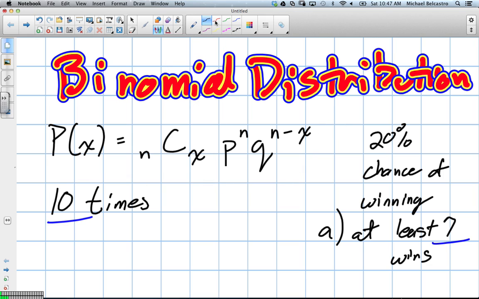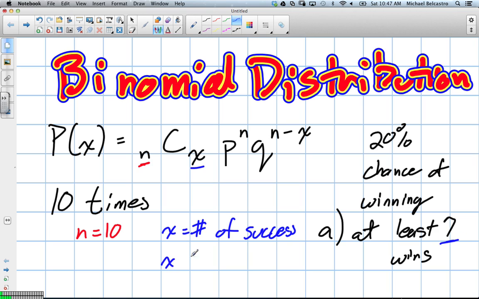Now, our n here, in this case, because we're going to play the game 10 times, n will be 10, okay? X stands for our number of successes. In this case, we're talking about 7, so X will be 7. And the rest of the things we just fill into our formula. Oh, sorry, we also got to figure out probability. P stands for our probability of success, and in this case, that's 20%.